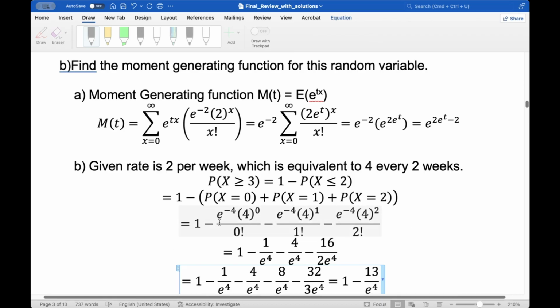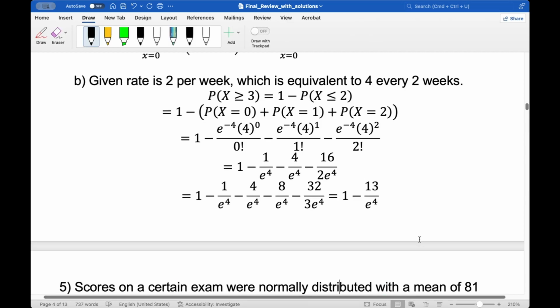So it's e to the minus lambda, lambda to the x over x factorial. e to the minus 4 times 4 to the 0 over 0 factorial minus, well, after distributing, it becomes a minus e to the minus 4 times 4 to the first over 1 factorial minus e to the minus 4 times 4 squared over 2 factorial. And then you could plug this into a calculator. You don't have to leave it in exact form. You can just put it into decimal form here.